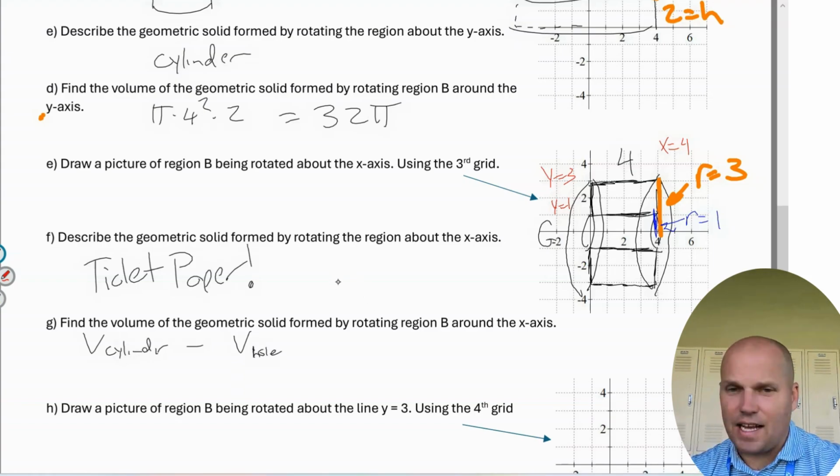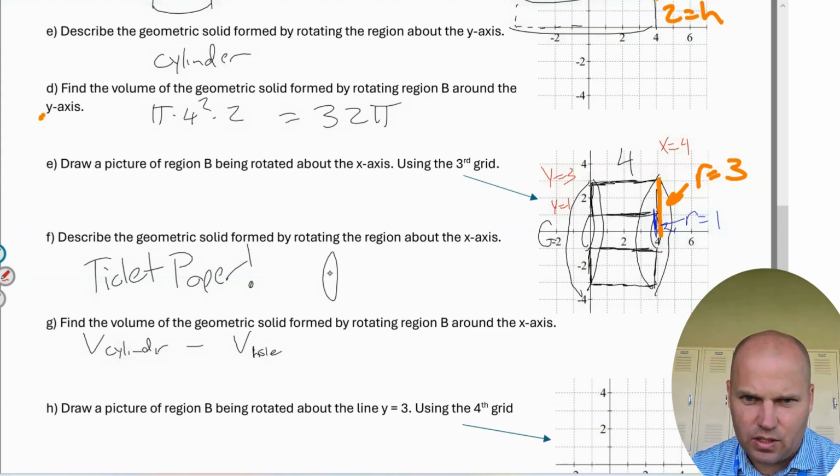We notice that it's got circles on the right and the left.